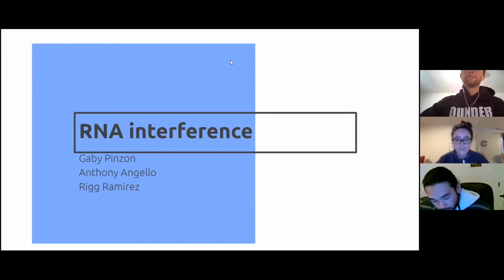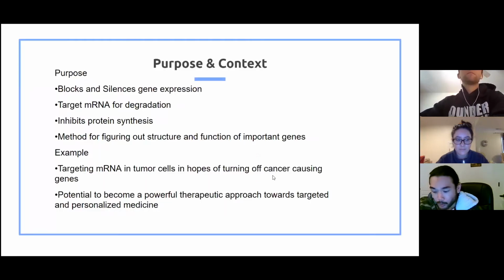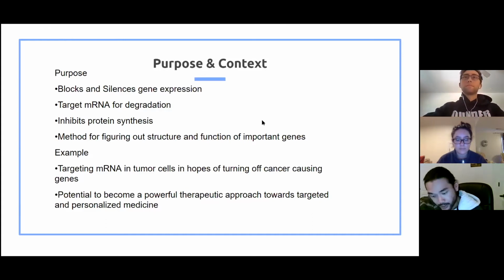So RNA interference. RNA interference is the process by which double-stranded RNA induces sequence-specific gene silencing by targeting mRNA for degradation. The process blocks and silences gene expression, thus leading to a loss of function of that specific gene, or a knockdown. It is also used to study cellular functions of that gene, which is very important for cellular biology. And now we'll go through how the method works.